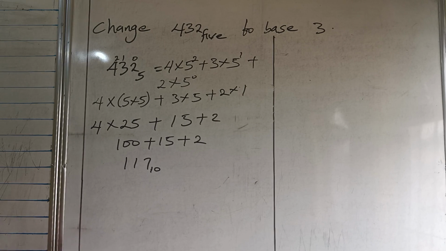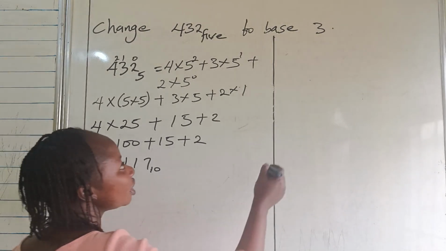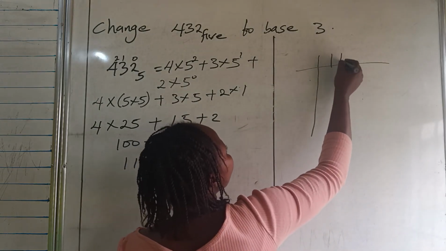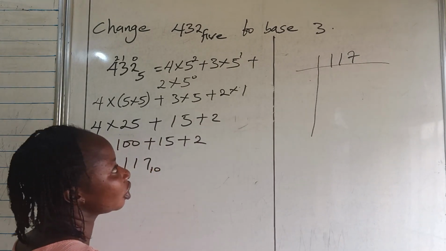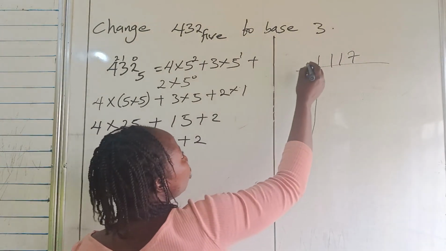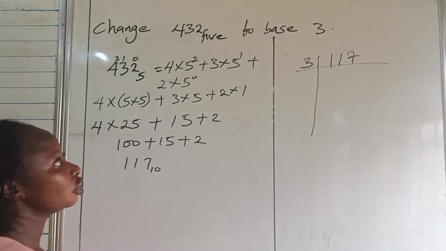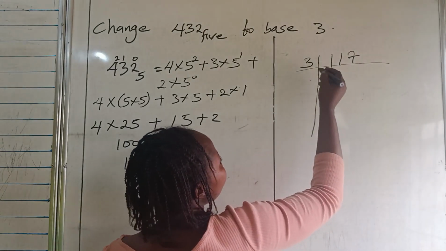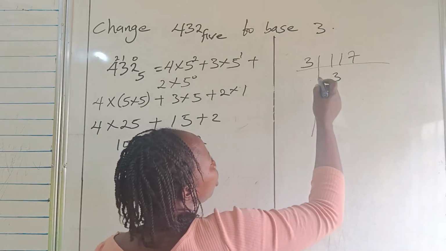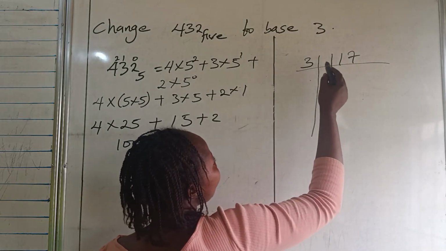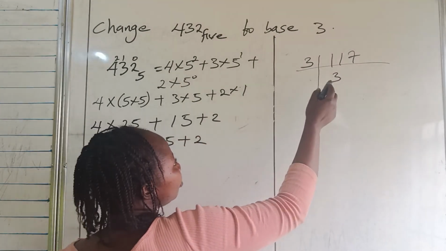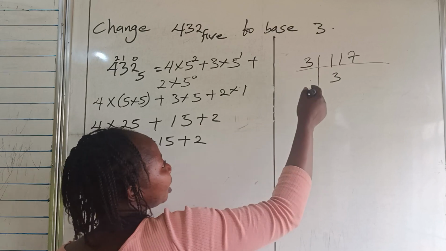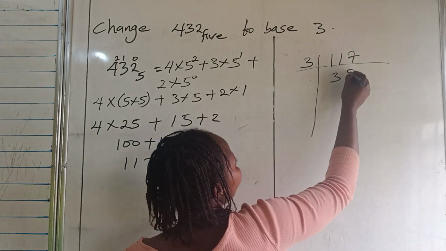So we'll be converting 117 base 10 to base 3, and we'll be using the long division method. Repeated division method, that is what we'll be using. The base we are converting to is what we'll be using to divide. 3 dividing 11 will give us 3, that's remainder of 2. The remainder that we have here, we add it to the 7 to make it 27. So we're dividing it by 3 again. 27 divided by 3, that is 9.